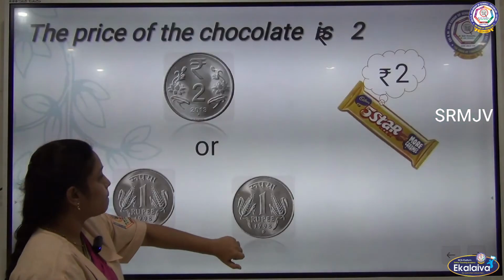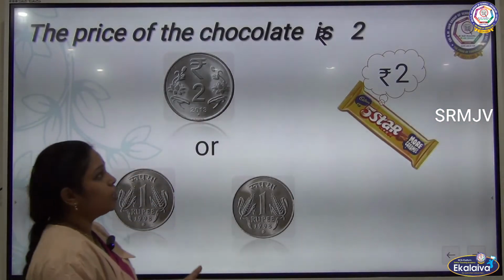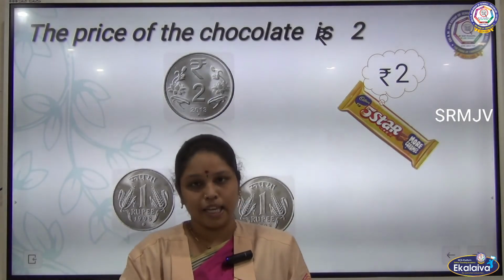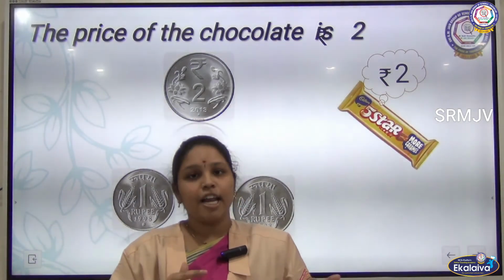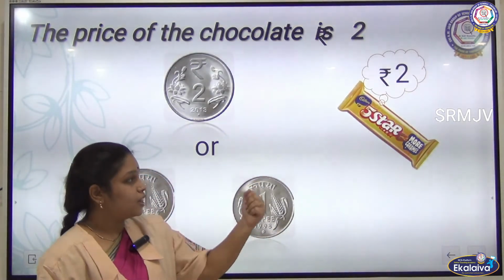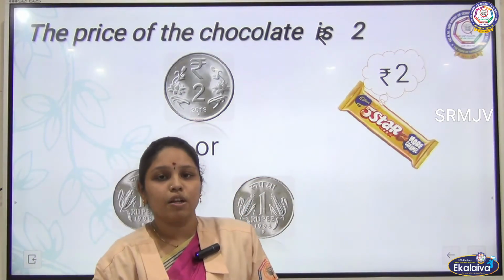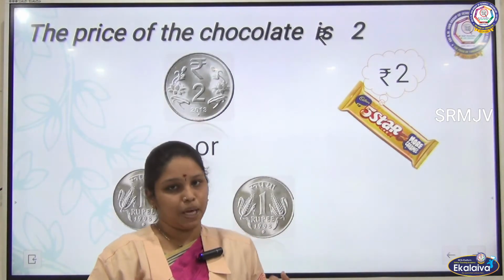See the next one. See, if you are going to buy anything in the shop, if you give the money only, you will get that thing. Isn't it? I told you already. Like this, if I am giving anything to you, with the rupees, you have to tell me how many rupees we have to give to the shopkeeper.